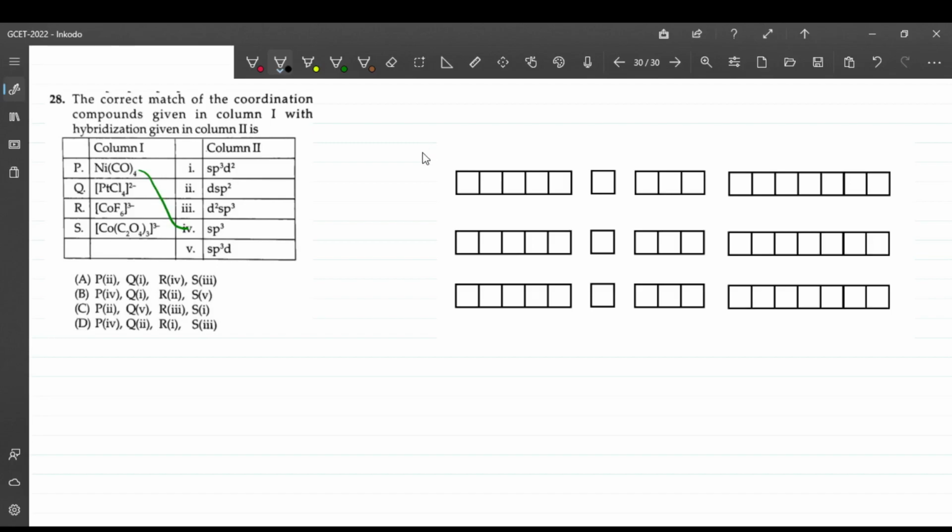Right? Platinum electronic configuration, like platinum belongs to which group? It is not like scandium, titanium, vanadium, chromium, manganese, iron, cobalt, nickel, copper, zinc. Platinum is not there, right? So we have to know the electronic configuration of platinum. It is 6s2 5d9. The electronic configuration of platinum is 6s2 5d9, right? This is the electronic configuration of this.